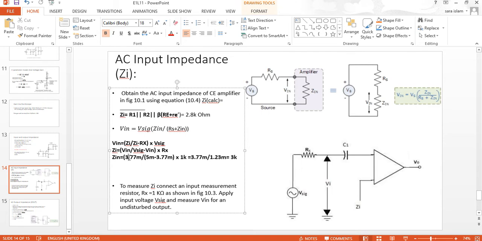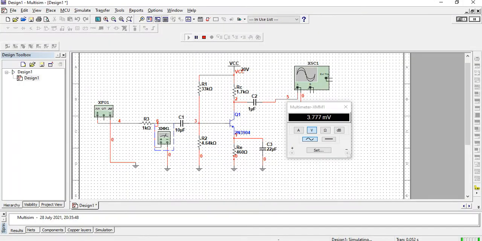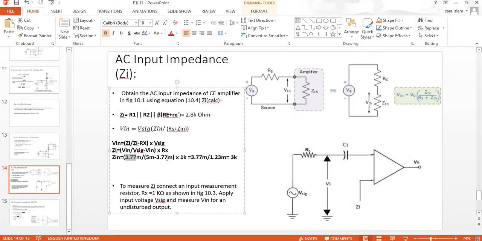So you can use this V in, which is 3.77 volts, divided by 5, which is produced with the help of your function generator, and 5 minus 3.77 into Rx, where we are using 1K, is equivalent to roughly 3K. If you calculate this formula, finally you will roughly get Z in, the input impedance of the transistor, your common emitter amplifier, that would be 3K.